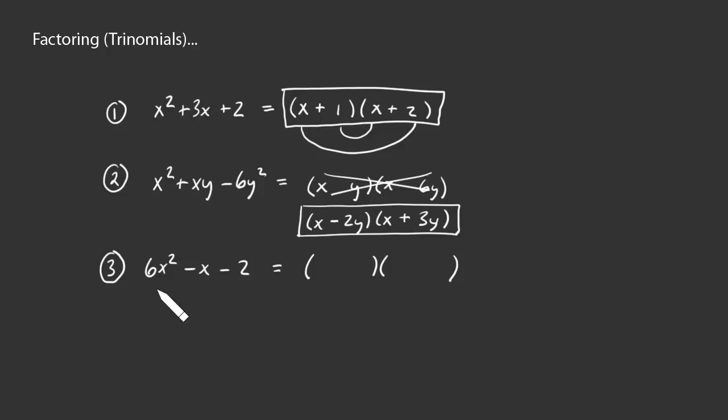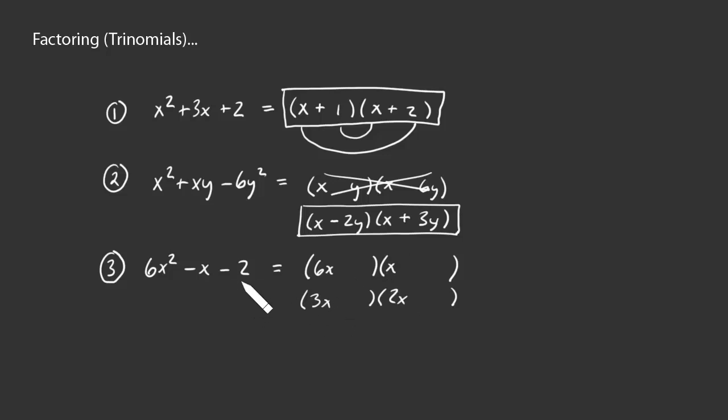So now we've got some choices to make, right? Maybe that's 6x and x. Maybe that's 3x and 2x. We'll leave both possibilities up for the moment.